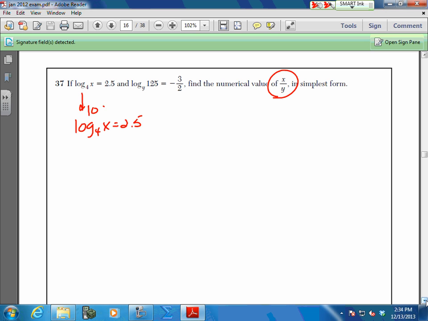Use log equals exponent, because a log is an exponent. It's the inverse of the exponent. The base of the log is the base of the exponent. There's your exponent. Equals x. Put that in your calculator. So now you know what x is equal to. Let's do the y.